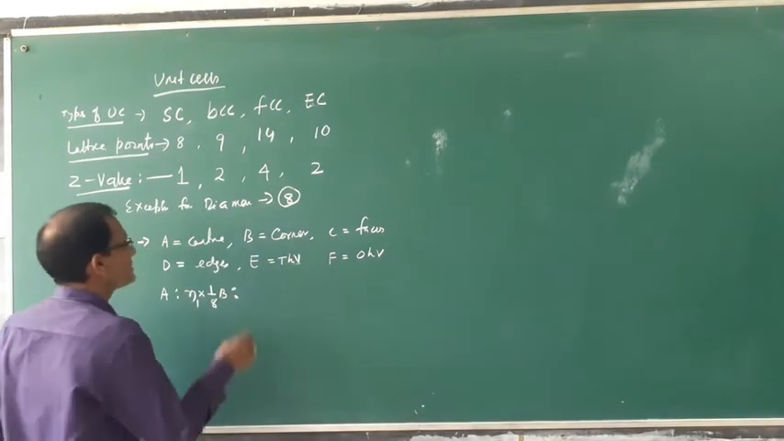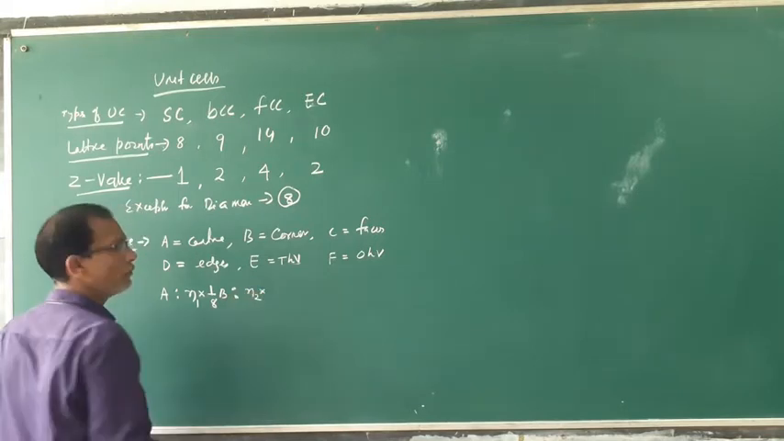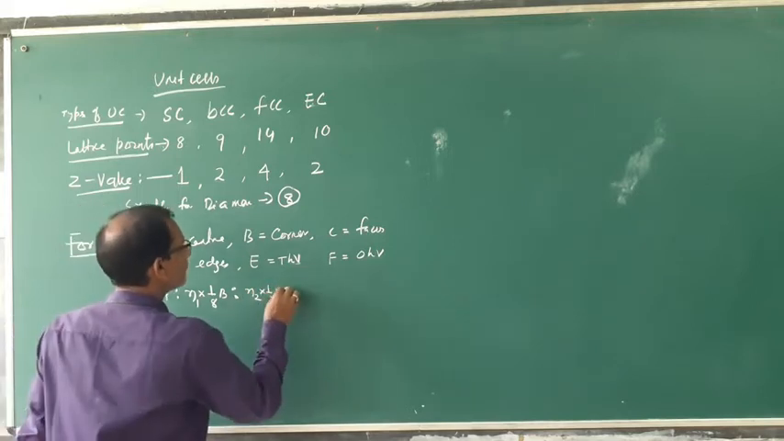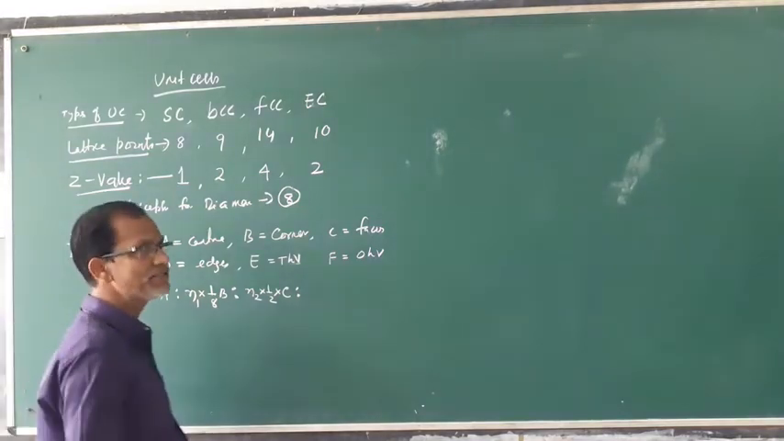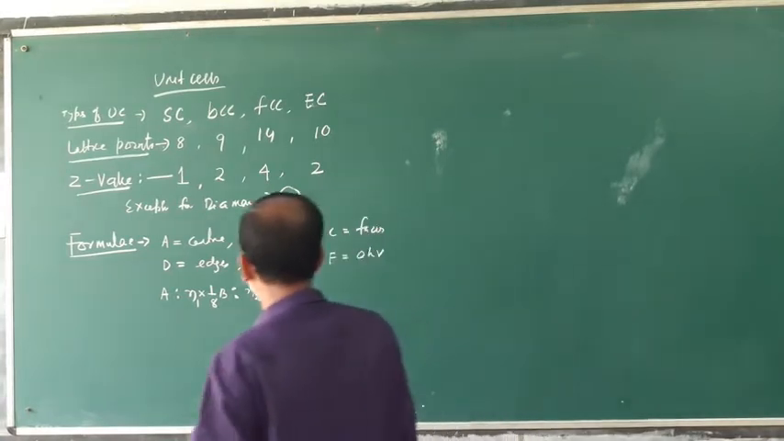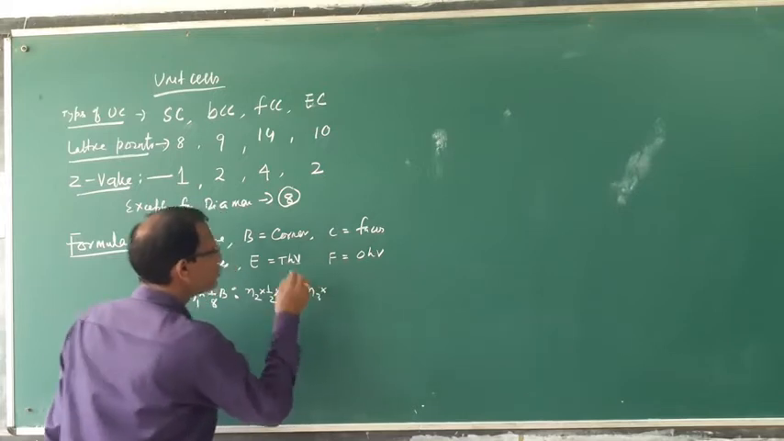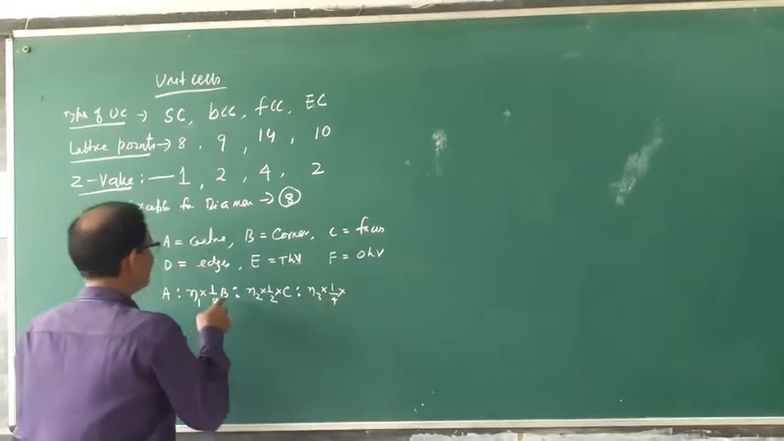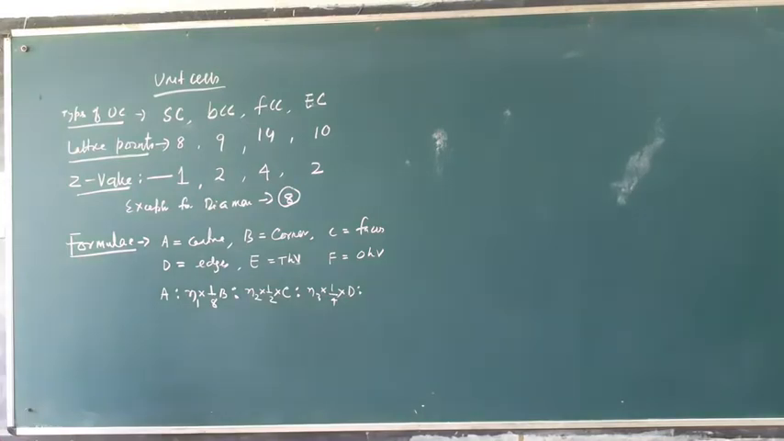For C at the faces, number of faces n2 into half, because each face contribution is half, into C. This is for C. D are at the edges. A cuboid has how many edges? 12 edges. So number of edges n3 into 1 by 4, because each edge contribution is 1 by 4, that is occupied by D. We are preparing the simplest ratio.